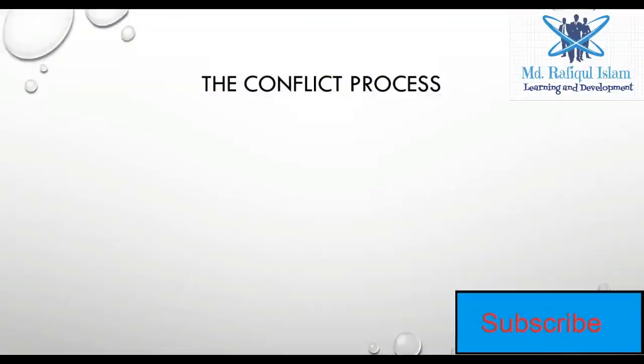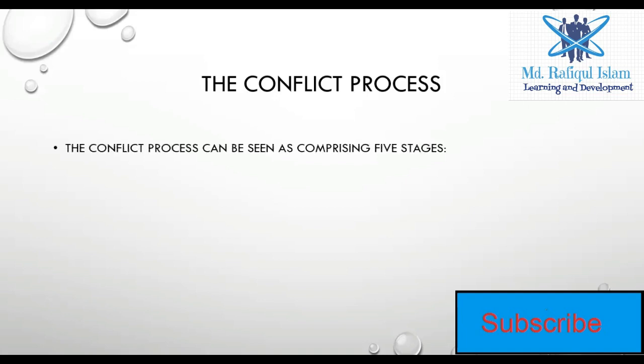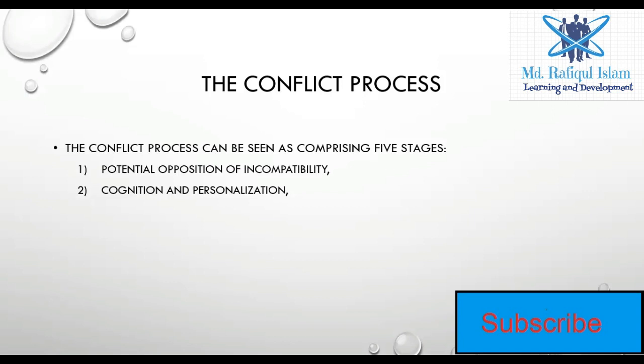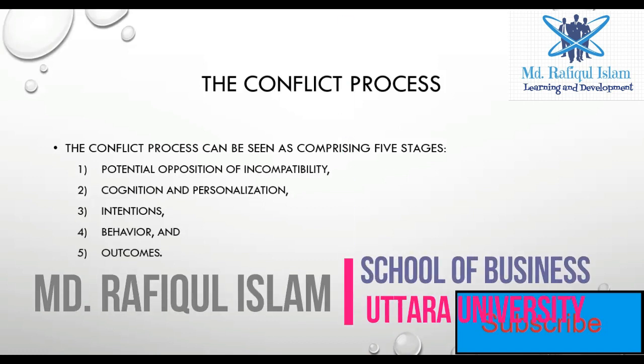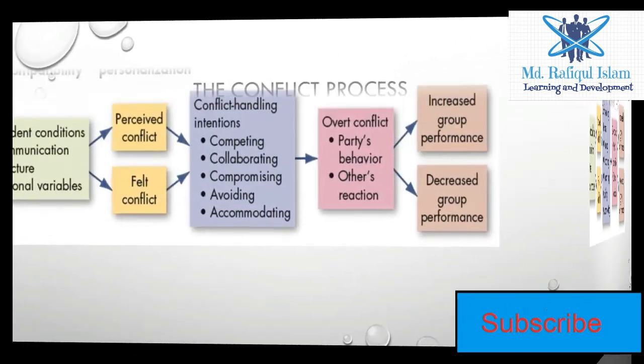Conflict management process. As you already know, conflict is disagreement between two or more persons, and this serious disagreement is shown as conflict. Whenever any conflict arises, it follows several stages: number 1, potential opposition or incompatibility; number 2, cognition and personalization; number 3, intentions to behave; number 4, actual behavior; and number 5, the result or outcomes. So this process is diagrammed in this table.